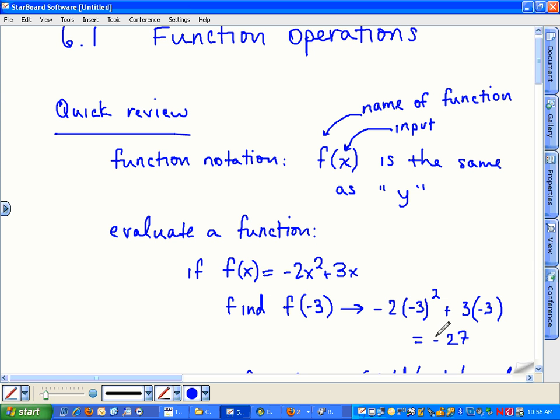Anybody care to explain why it's negative 27? What's negative 3 raised to the second power? 9 times negative 2? Negative 18. And then when you combine this negative 18 with this negative 9, you get negative 27. So, quick little review of some things we've learned about functions. Now, what we're not going to do today.